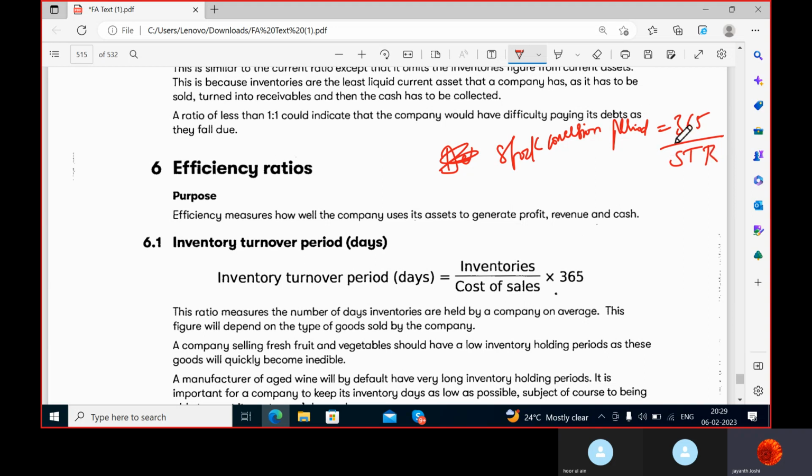Now let us see how you got this formula. It's nothing but 365 divided by the formula for stock turnover ratio, which is COGS by inventories or average stock, isn't it so? If it is the current year, it is inventory. No average. If you have 2 years data, you have to find out average. If you don't have 2 years data, you need not find out average.